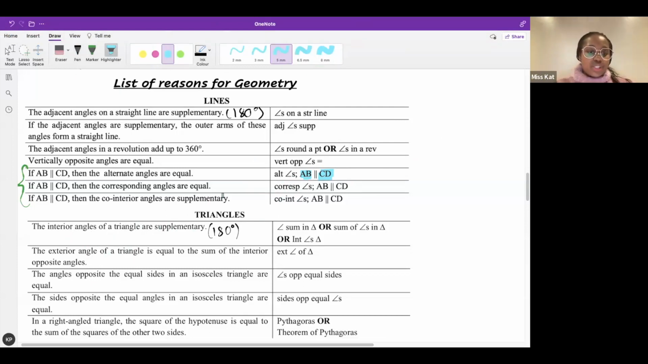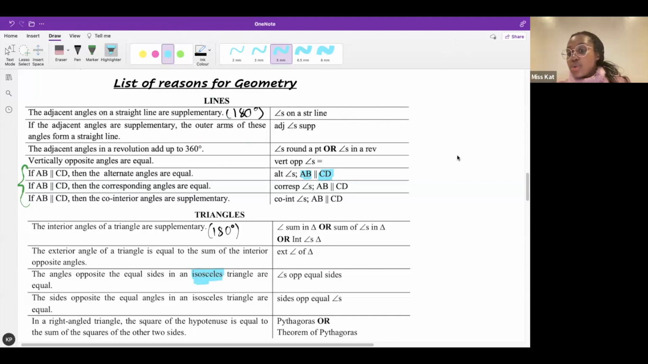When you have an isosceles triangle, this is one that a lot of learners mess up. If you're going to use isosceles triangle, you must either say angles that are opposite equal sides or sides that are opposite equal angles. Guys, isosceles triangle is not a reason. Okay, I'm giving you a nice heads up before you lose marks for nothing when you know your work.